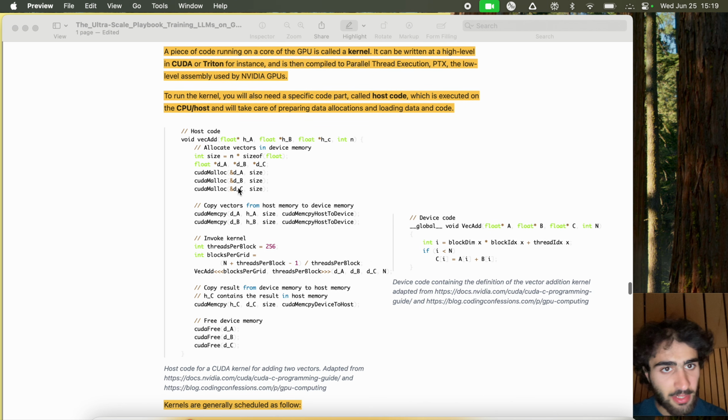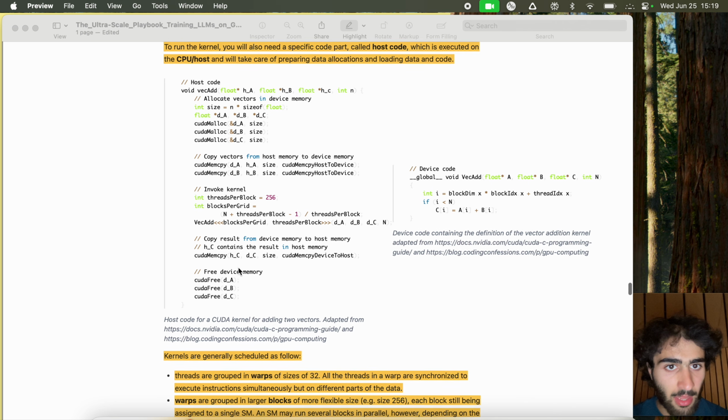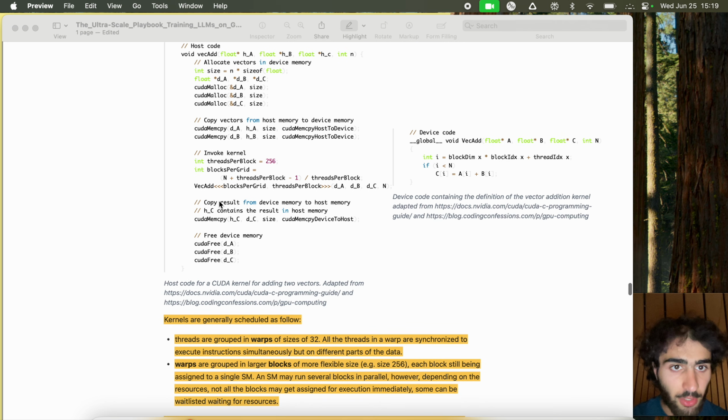So on the CPU, we can see that we're initializing the size of float so that we have the correct size and memory that we're allocating. And then we will get 3 pointers, A and B being what we're adding together, and then the sum would be C. And we are allocating the size that we've pre-computed here. And then we copy vectors from host memory to device memory so that it's on the GPU, because we're doing the computation on the GPU. And then you start a kernel, complete the add, and then copy the result from device memory to host memory.